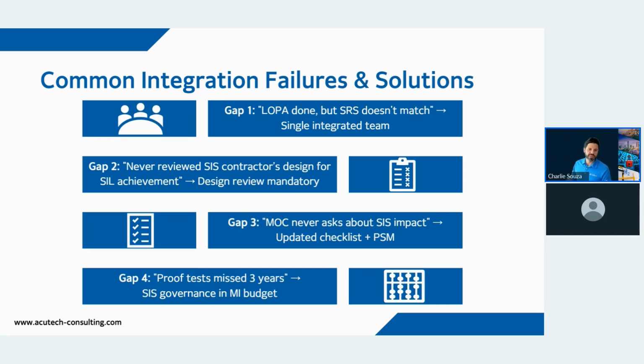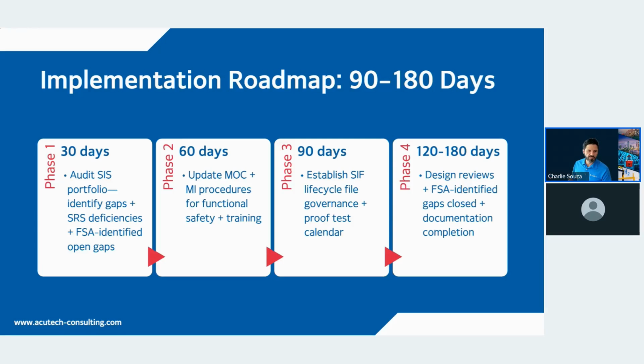Gap 3 would be an MOC that never asks about SIS impact, right? In that case, update the checklist and PSM. And gap 4: proof test missed 3 years. SIS governance in my budget, which goes again to maintenance. It's not proof testing. Implementation roadmap.